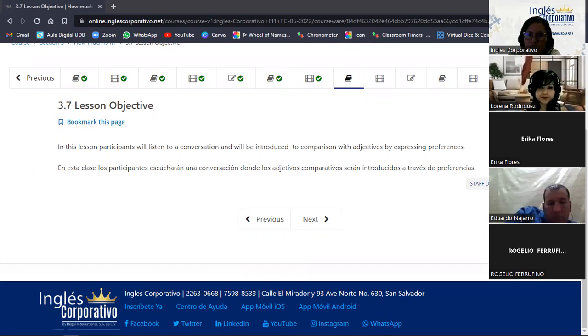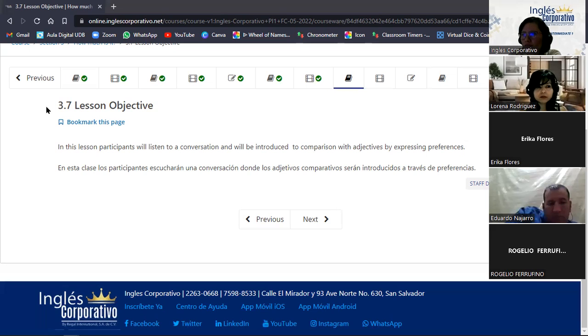Bien, entonces, las reglas para agregar ES, S o IES son para los verbos. Estas reglas de las que vamos a hablar ahorita no son para verbos, sino que son para adjetivos. Entonces, con los adjetivos tenemos diferentes secciones, dependiendo de la cantidad de sílabas, así es como vamos a aplicar las reglas. Ya se lo voy a explicar.